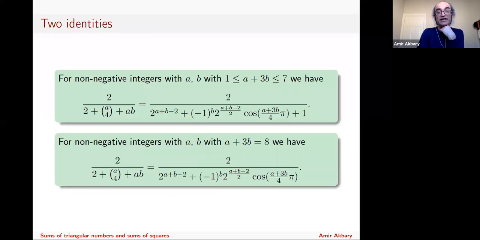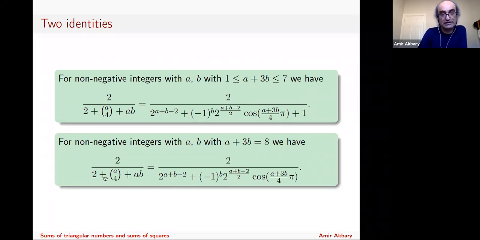Okay, so there are two identities that we can see here, and this is quite interesting. The result that we got, the limiting results, these are the values that we get at the limit. And for a plus 3b between 1 and 7, this is the value that these other people got. And you can check that these two are going to be the same. Similarly, for those values of a and 3b equal to 8, we can see that these two are going to be the same. So our result actually generates this older result too.